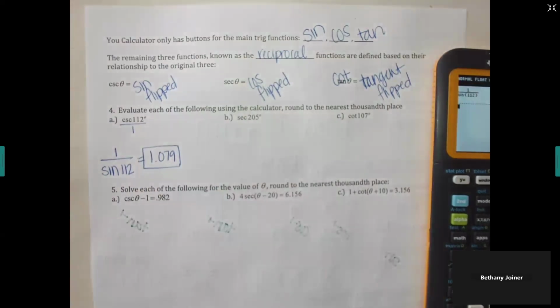Okay, for the next one, I want to find SEC, but I don't have a button for that. So what do we do to fix it?